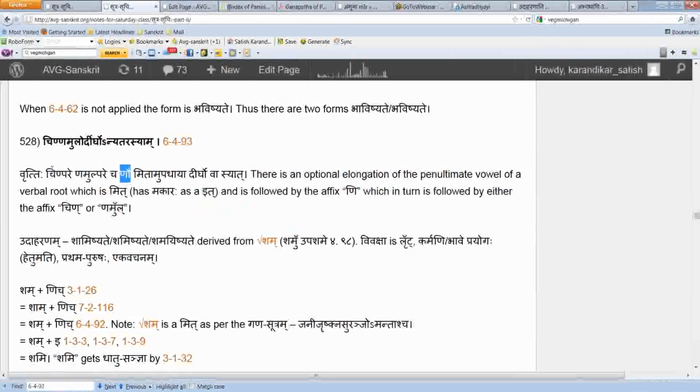One more time: Chin pare, namul pare, chan nau, mitam upadhaya dirgho vasyat. This was the confusion at the end of last class, so again, I'm sorry for that. This optional Agami, Agami is only in the causative. When it's non-causative, there's no exception. We only get the form Agami.